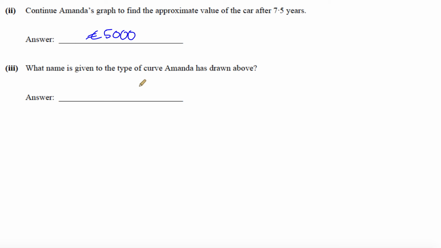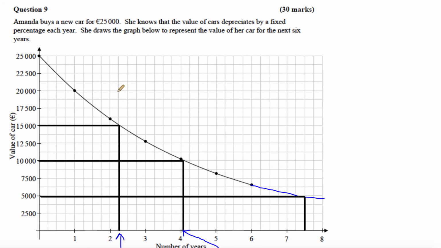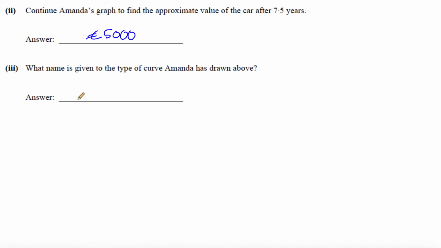Part 3 says what name is given to the type of curve Amanda has drawn above? Well, a curve that goes down in this fashion and begins to flatten out, that's an exponential curve. This is actually exponential decay, but the curve is exponential.